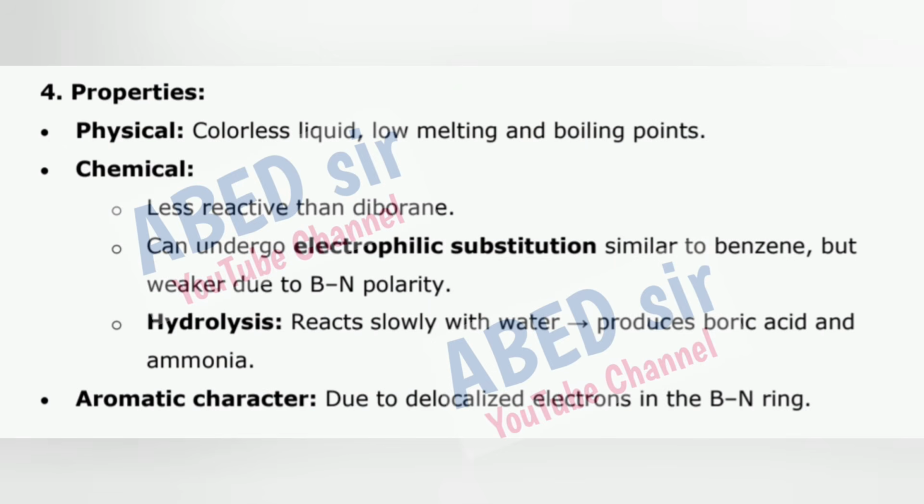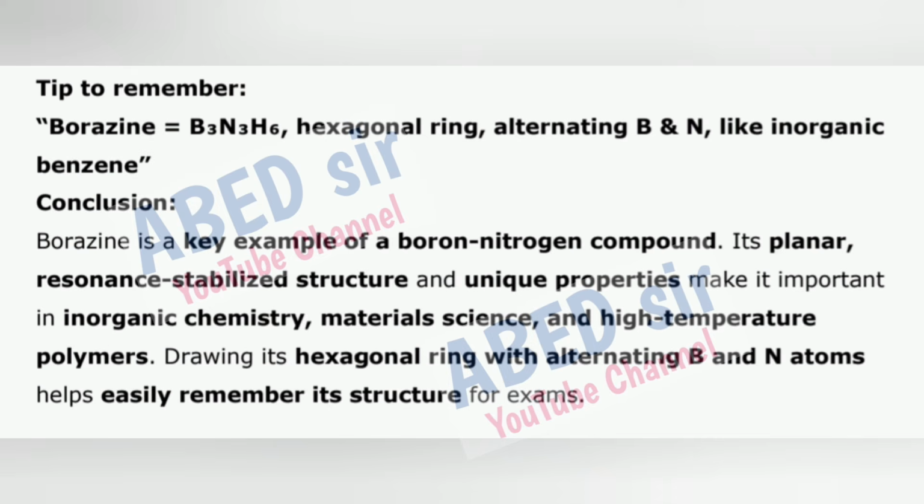4. Properties. Physical: colorless liquid, low melting and boiling points. Chemical: less reactive than diborane. It can undergo electrophilic substitution similar to benzene, but weaker due to B-N polarity. Hydrolysis: reacts slowly with water, producing boric acid and ammonia. Aromatic character due to delocalized electrons in the B-N ring. Tip to remember: borazine is equal to B3N3H6, hexagonal ring, alternating B and N, like inorganic benzene.